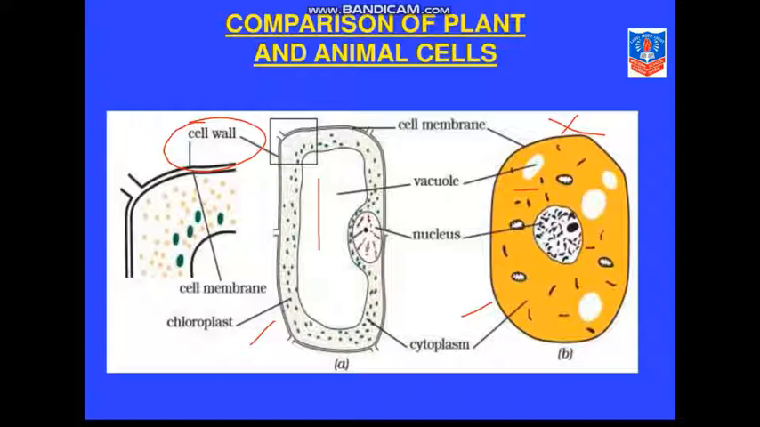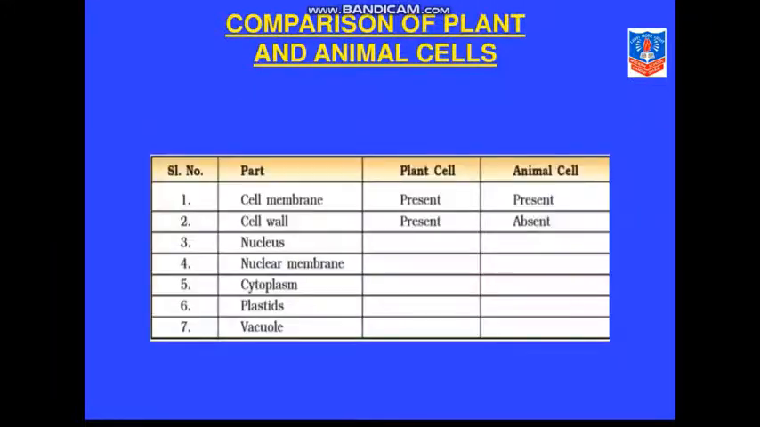Nucleus is present in both of them and even cytoplasm is present in both the cells. You can see here. Yes, students. So this is the short comparison between the plant cell and animal cell. One table is also given in your textbook which will show you the comparison between plant cell and animal cell.